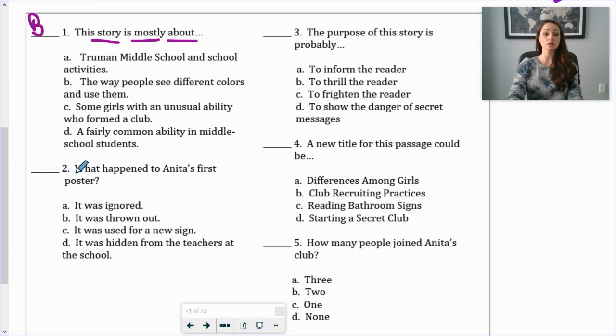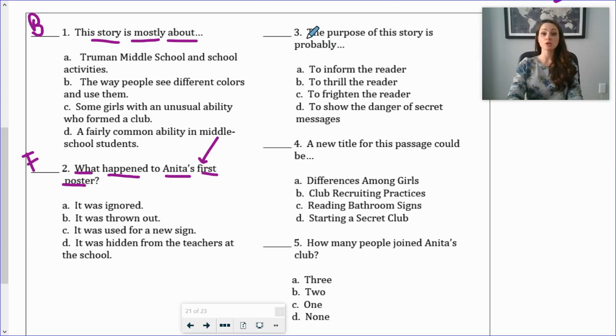So my keywords here: what happened, Anita's first poster? It's important I get the word first underlined because it's specifically asking me about the first poster. So this is a factual question. I coded on the line with an F.